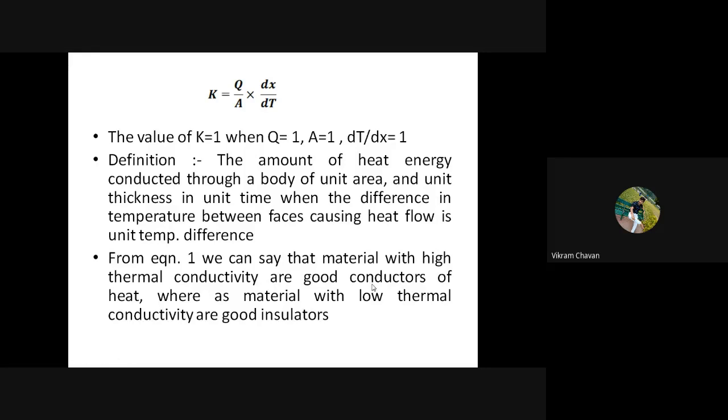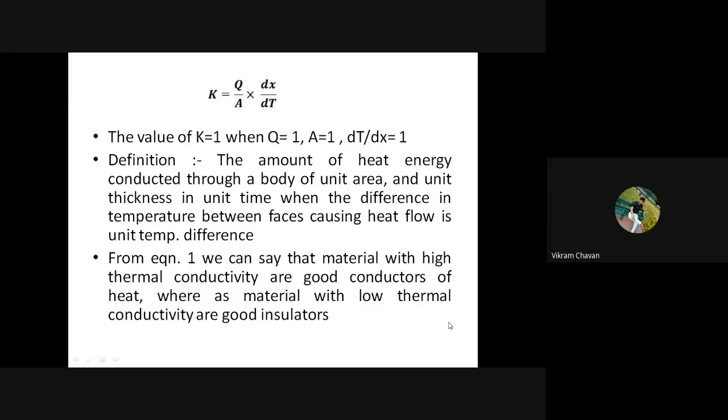Whereas materials with low thermal conductivity are good insulators. The opposite of a conductor is an insulator. An insulator means a material which opposes the transfer of heat. A material which opposes or has less capability to transfer heat is called a good insulator. So a material having low thermal conductivity is called a good insulator material.